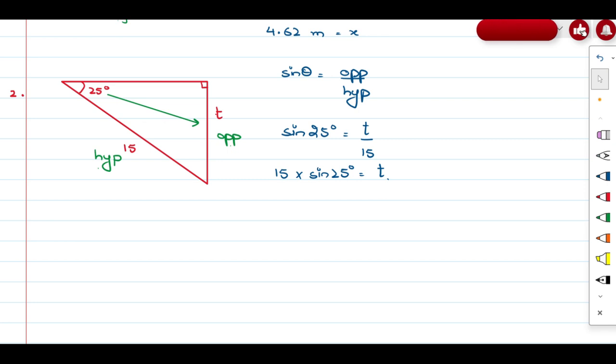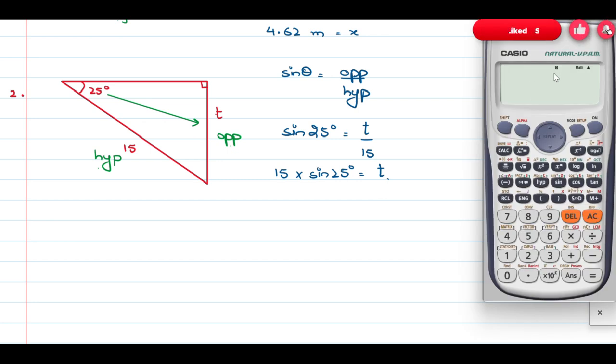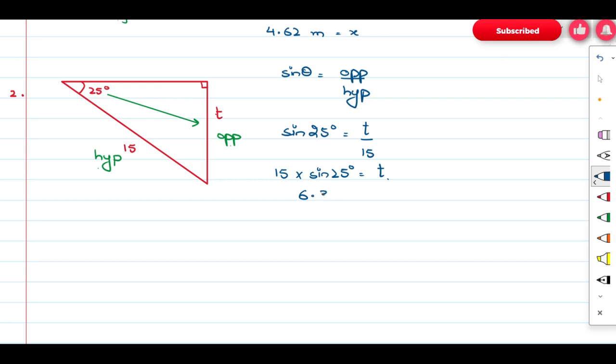Let me calculate this. Okay, your calculator must be in degree mode, right? 15 times sine of 25 is 6.339, so this is rounded to 6.34 up to 2 decimal places. 6.34 is the value for t. So this t is in meters or centimeters.